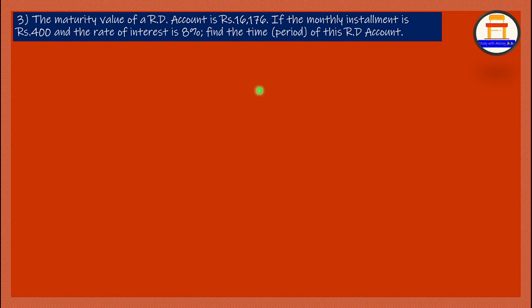Time period, basically n. In the previous exercise problems, as well as in the example numericals, I told you very often they will ask you to find P or R. N is the exception case, and this is an exception case. In that case, what will be the formula? We will be using a quadratic equation formula as well, right?